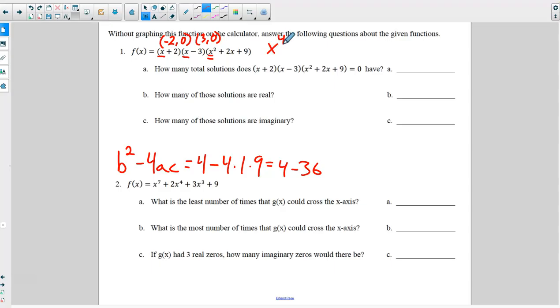So I have how many solutions? 4. So we got 4 solutions. How many of those solutions are real? 2. I had my 2 x-intercepts, so I know I had 2 real solutions. And then I also know I have 2 imaginary, and that checks out because 2 plus 2 gives me 4. So that's good. Okay, lots of little checks in there that you can use. Questions on the first one?